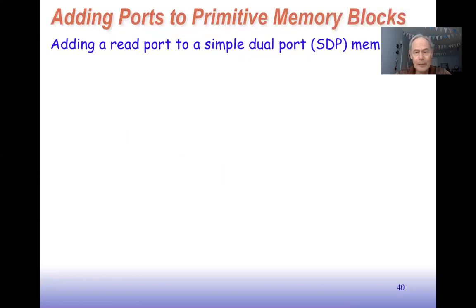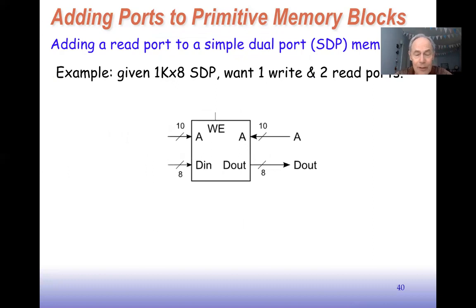Now, the other thing we might want to do is add a read port to a simple dual port memory. Just to remind you what I mean by simple dual port memory, this is a memory block that has a write port and a read port and two different addresses so that it can simultaneously read and write. We call it a simple dual ported memory because there's a single read port and a single write port. The write port is dedicated for writing, and the other port is dedicated for reading.